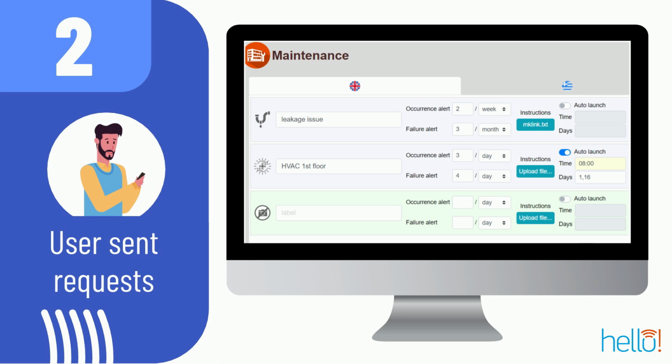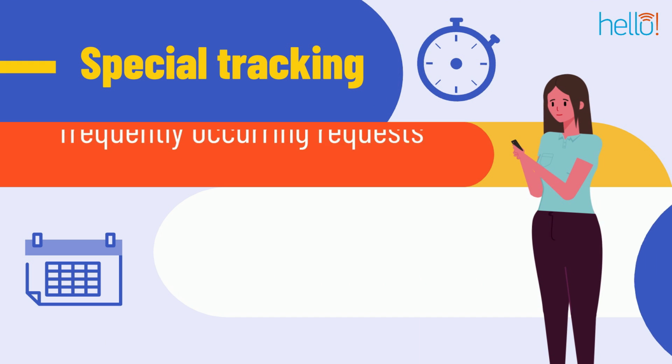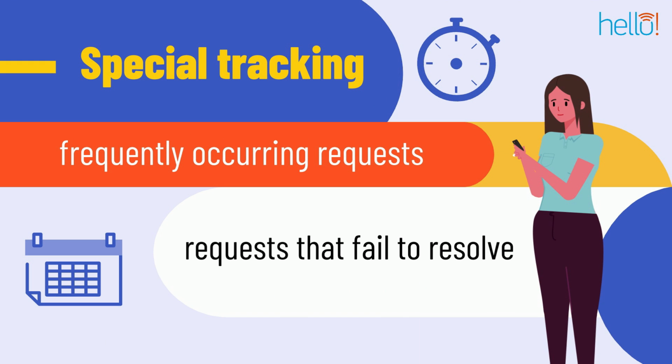2. User-sent requests, entered in the system via the mobile phone of any authorized person when he encounters a problem. The leakage request in our example is not time planned, it will only show up if a user sends it in. Special tracking is possible for the frequently occurring requests, as well as of requests that fail to resolve.